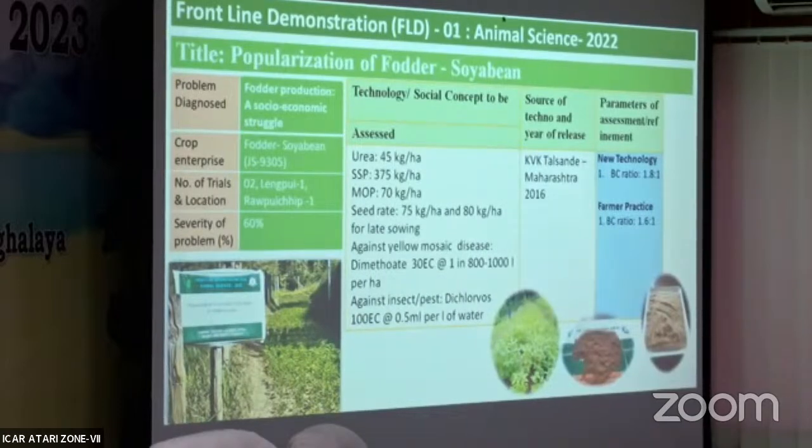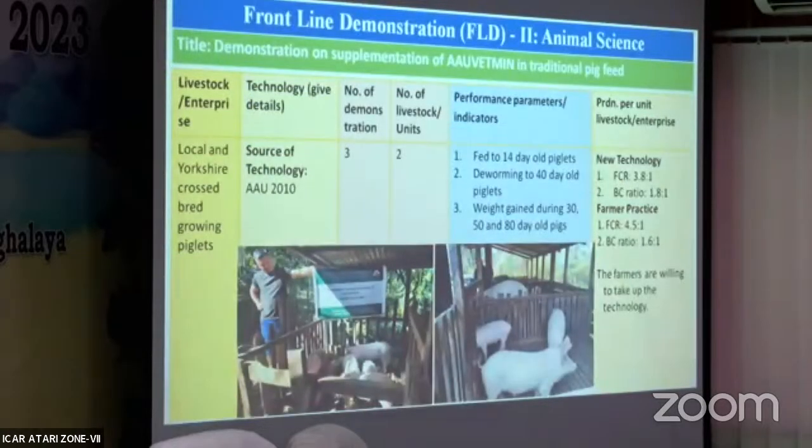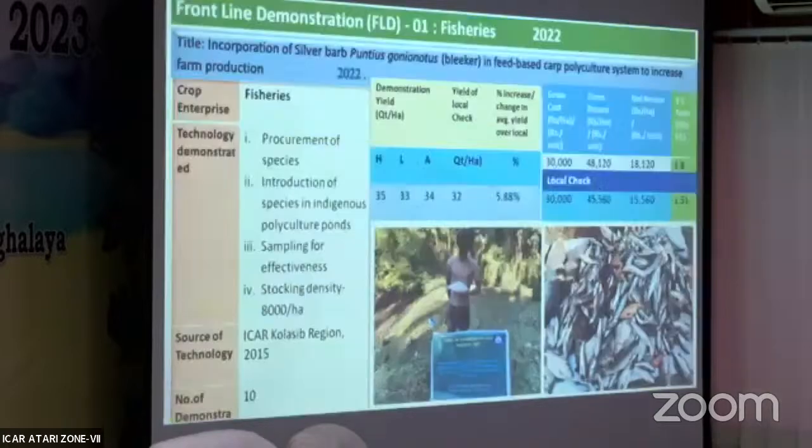The next is population of fodder soybean, JS 9315 variety, and this is performing quite well. The BC ratio was 1.8 against 1.6. And the skin quality under those signs is demonstration of supplementation of AU, that means introduction of pigment. So this is also very good. The conversion ratio is 3.8 against 4.5 for farmers' practice, and BC ratio is also 1.8 against 1.63 for farmers' practice.